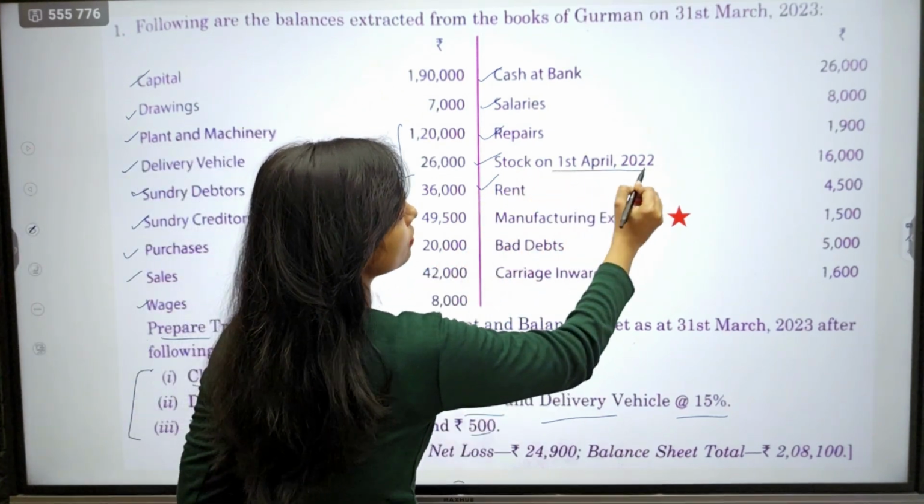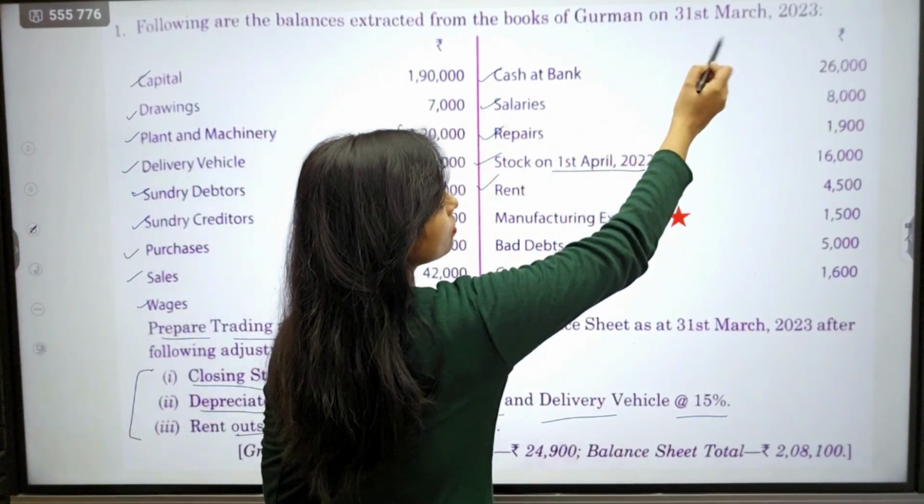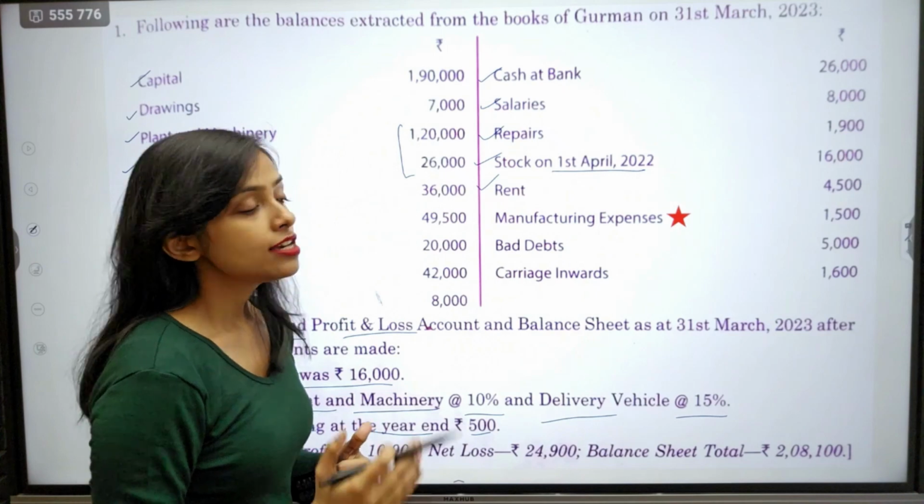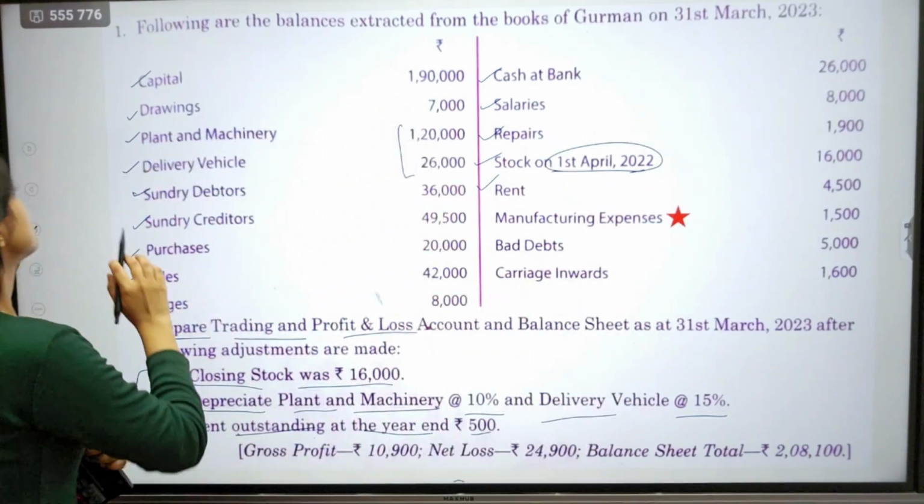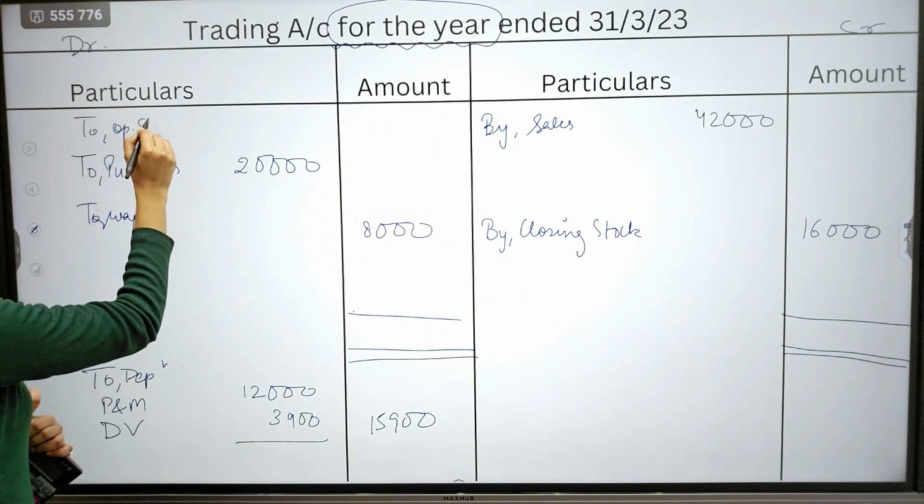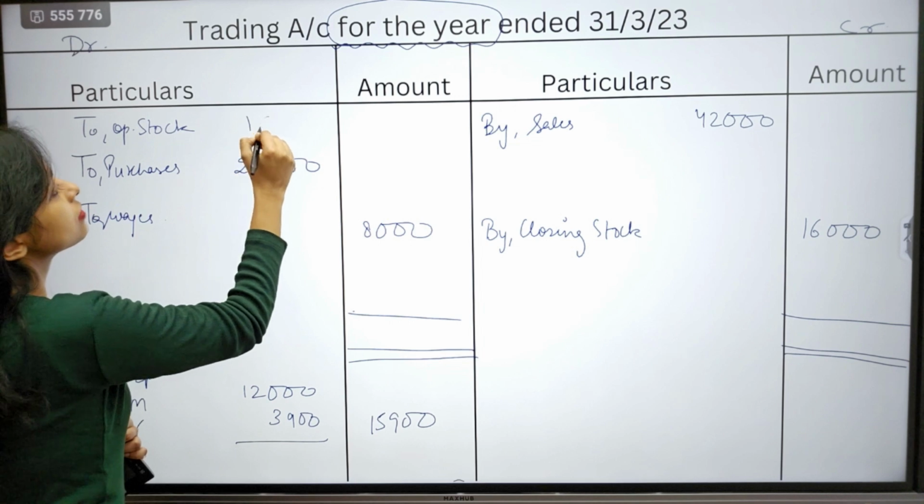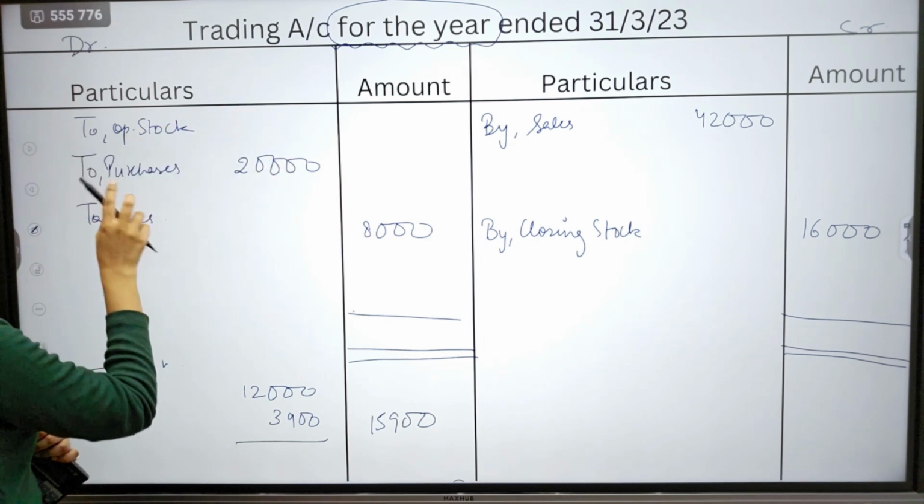Stock on 1st April 2022. This marks my opening stock. Because I am making all this on 31st March 2023. So obviously this 1st April 22 is my opening stock. So 16,000 rupees. We are going to write it here. To opening stock. We don't need to write it inside. 16,000. We can write it outside.